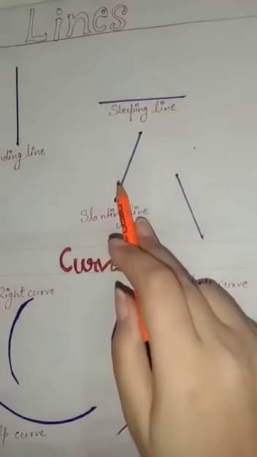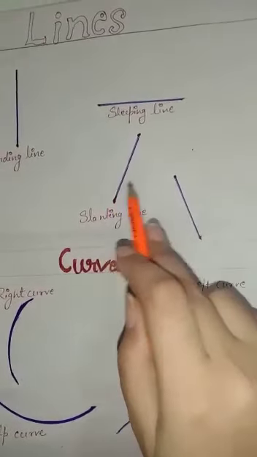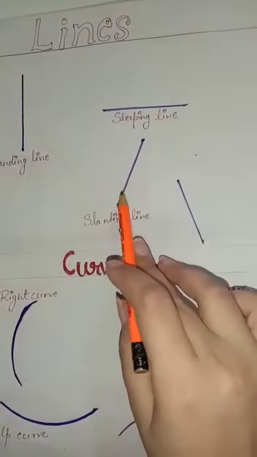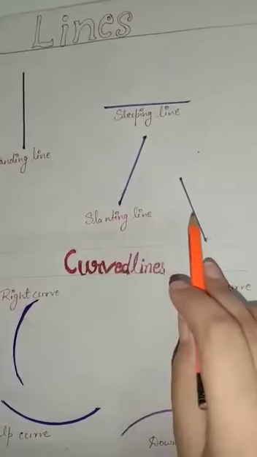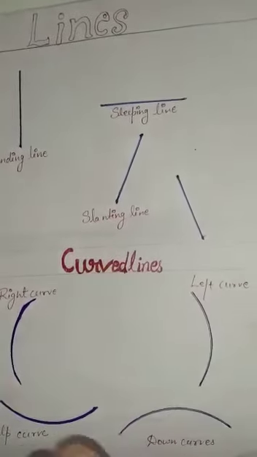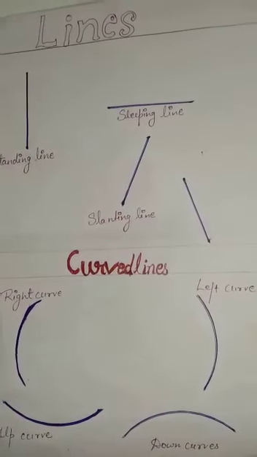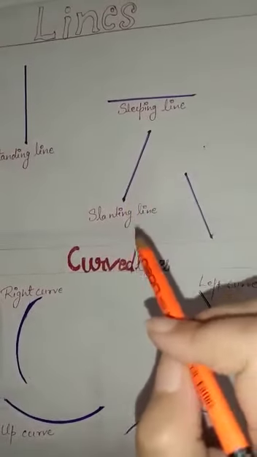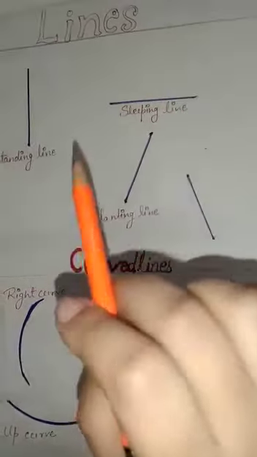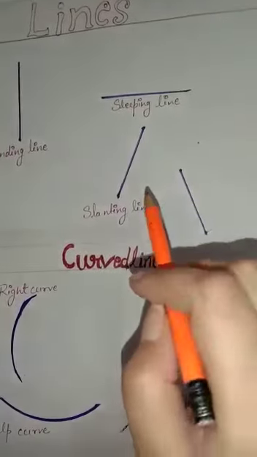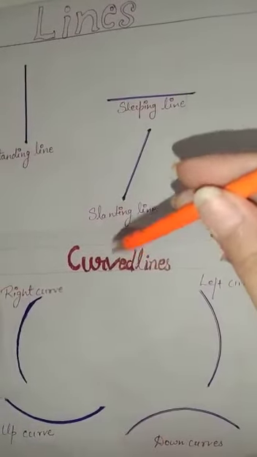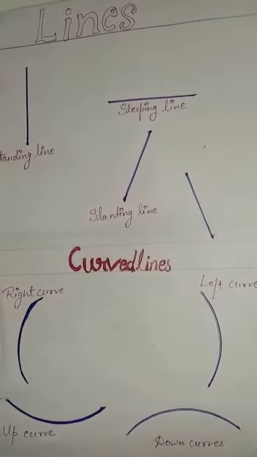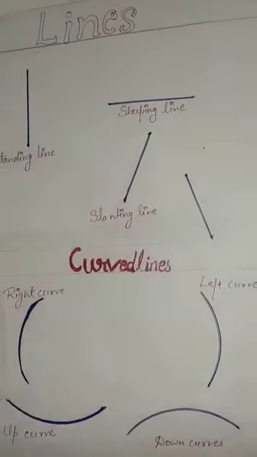Now here are two lines. They are called slanting lines. First, left slanting line. This one is right slanting line. And what are slanting lines? Lines are slanting if they don't go straight across or straight up. They look like a slope. They look like a slope and go both up and down and across too.